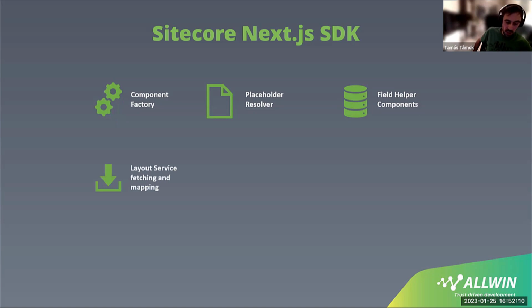The next part is fetching the layout service data and mapping it to TypeScript objects and making it work with the component factory. And this framework also supports multi-language solutions. What is important here is when you have multi-language, you have to set up the language in Sitecore, like in the old way, adding a new language. But you also have to add it to a configuration inside the Next.js application, because the Next.js application doesn't know all the languages which Sitecore provides from one request.